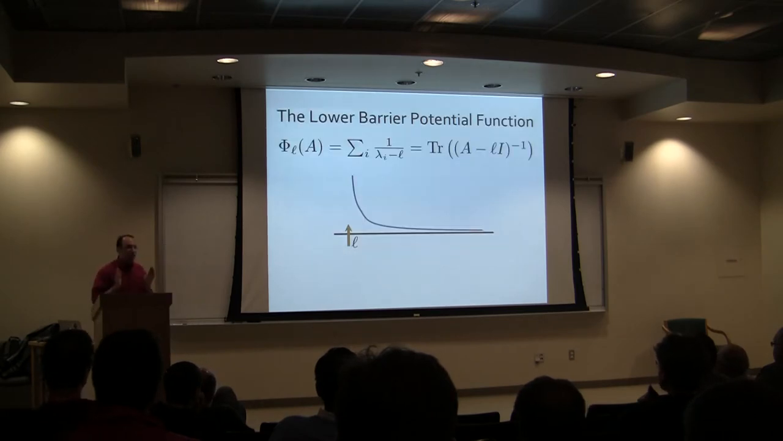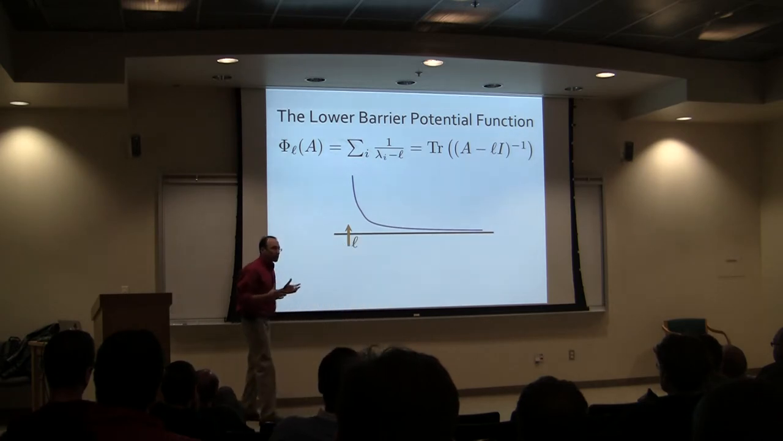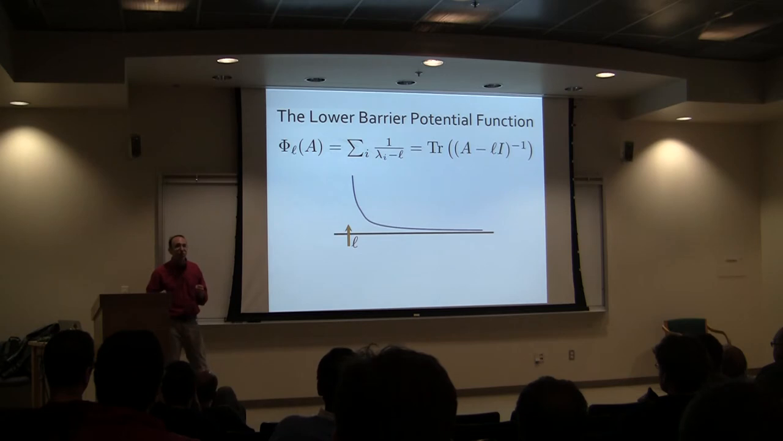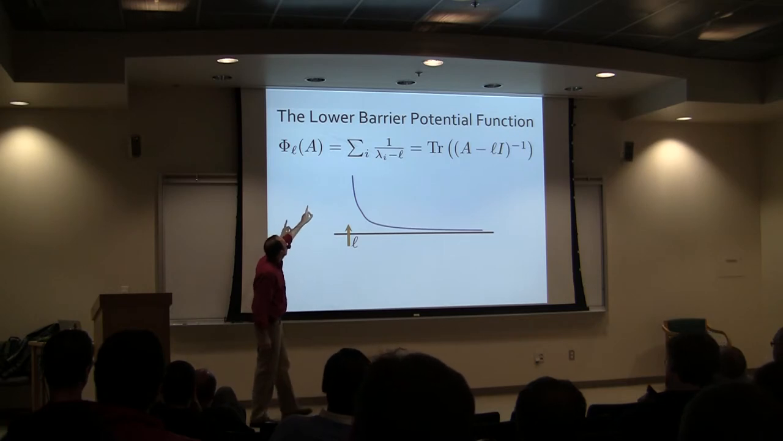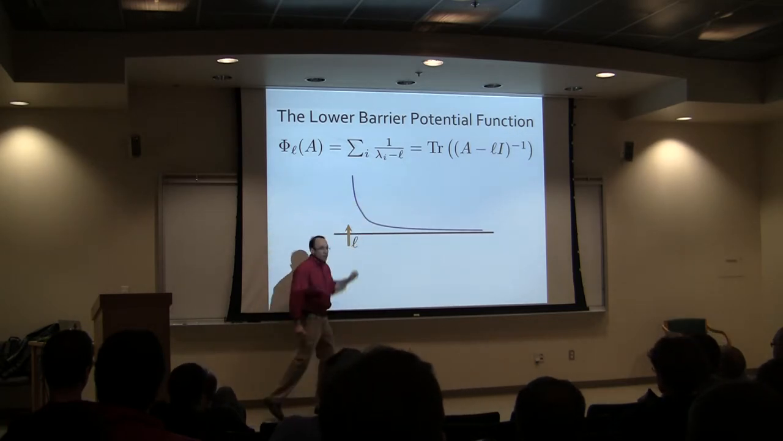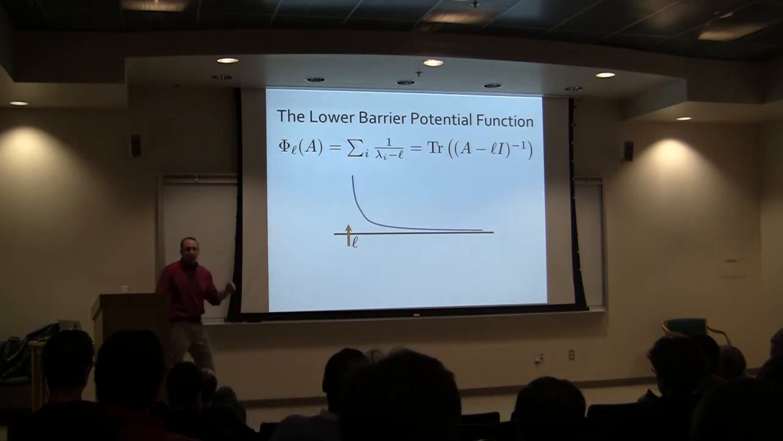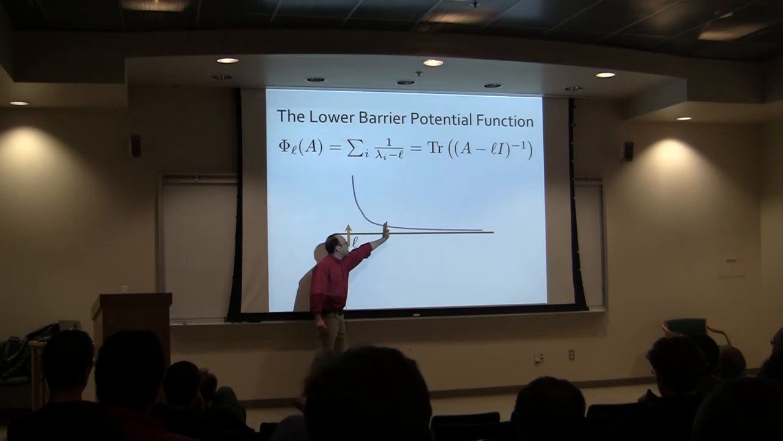Okay, so we needed a stronger inductive hypothesis. Here's what we came up with. We came up with what we called a potential function that will measure how close the eigenvalues are to the barriers. The first one I call phi sub l, the lower barrier potential function. It's the sum of the reciprocals of the distances of the eigenvalues from the lower barrier. So I sum 1 over lambda i minus the barrier.